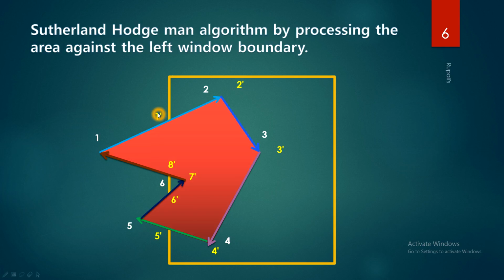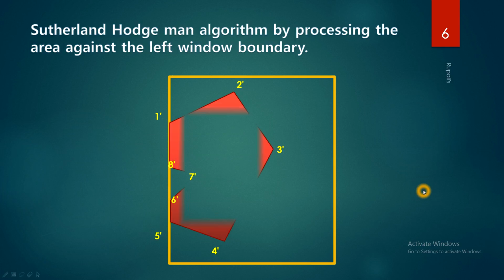So we get the saved points 1 dash, 2 dash, 3 dash, 4 dash, 5 dash, 6 dash, 7 dash and 8 dash. So after clipping, finally we get this polygon. So this is our Sutherland-Hodgman polygon clipping algorithm.